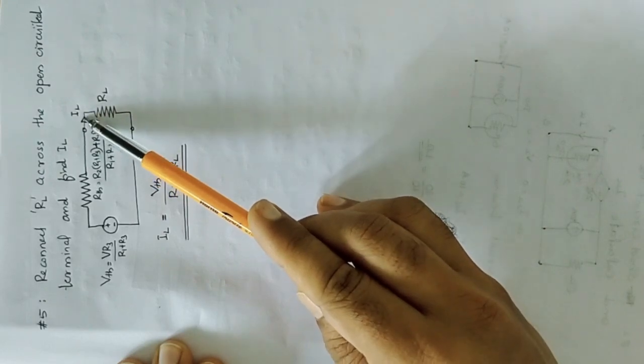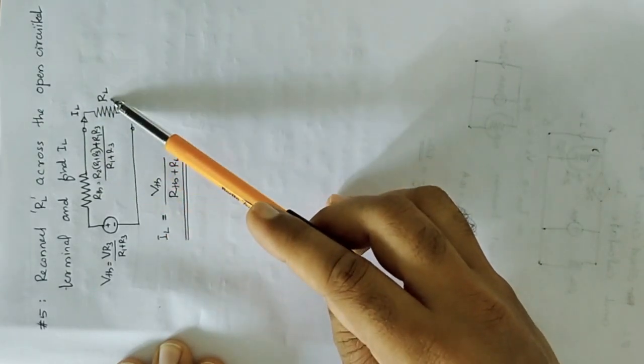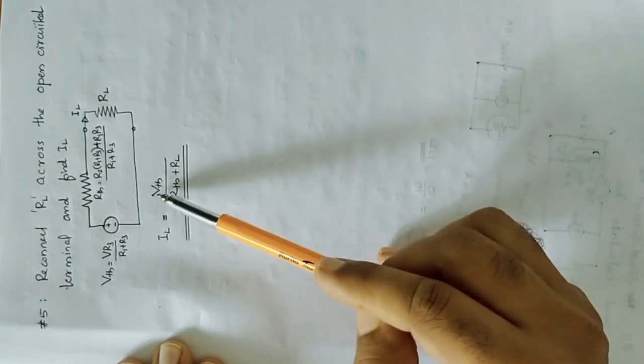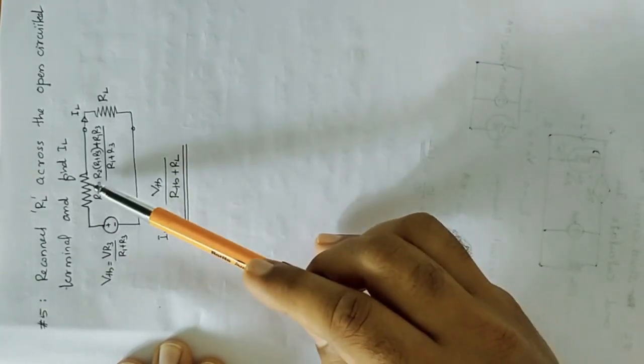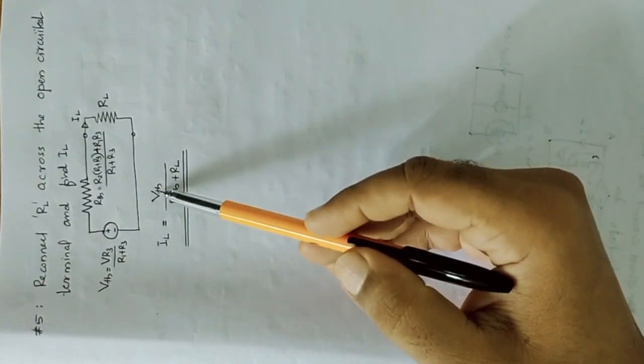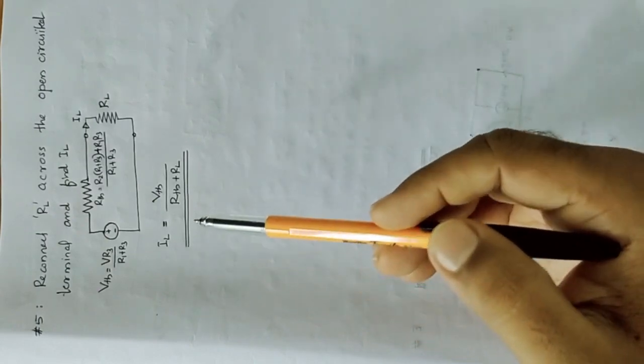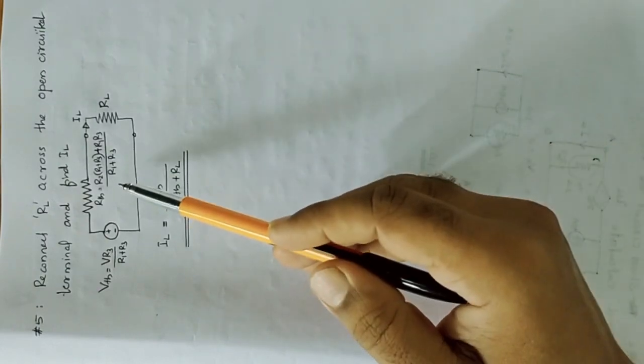How to find IL? IL is equal to voltage divided by total resistance. The voltage is VTH and the total resistance is RTH plus RL. So IL is equal to VTH by RTH plus RL. In this way, we can find the solution of a given network using Thevenin's theorem.